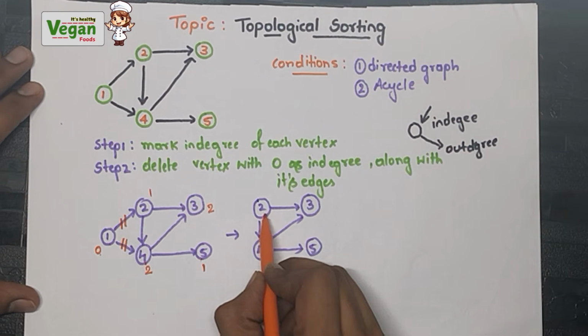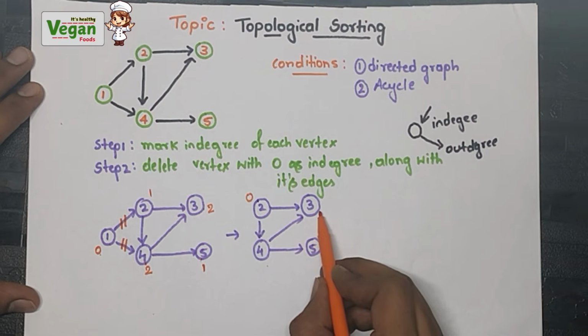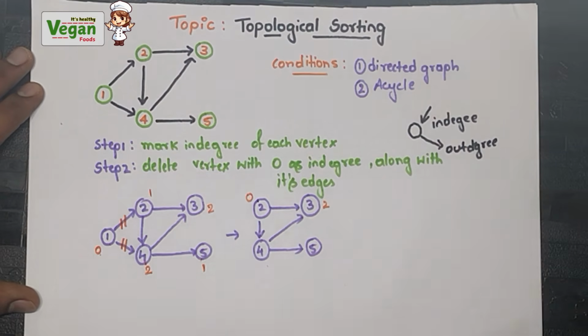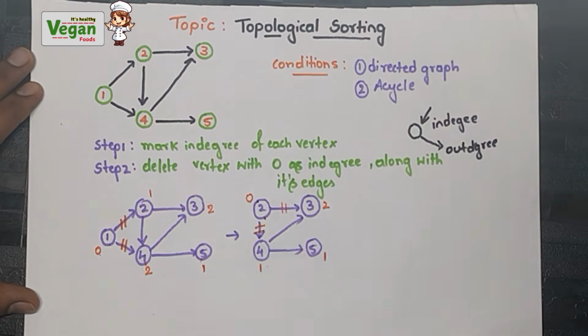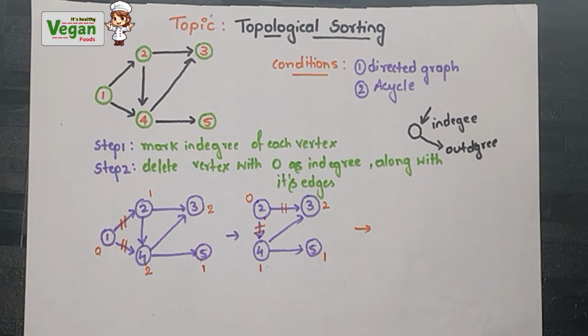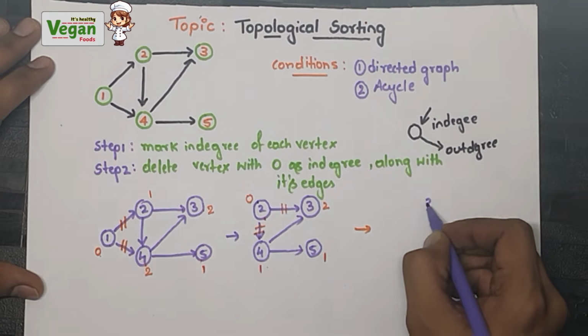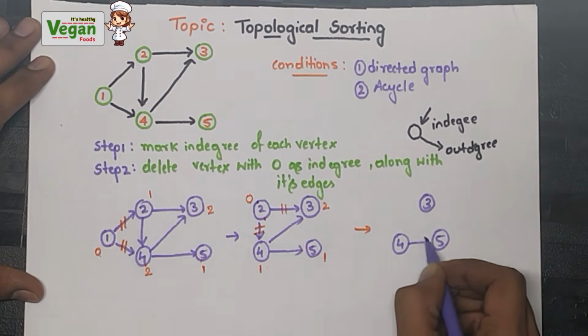So what is the in degree? It is 0 for vertex 2, because no edge is coming towards that vertex. For 3, 2 edges are coming towards it. For 4, 1 edge is coming towards it. For 5, 1 edge is coming towards it. Therefore 0 is with the second vertex, so I will delete vertex number 2 along with its edges. What will be the new graph? 3 is left, 4 is left, and 5 is left.